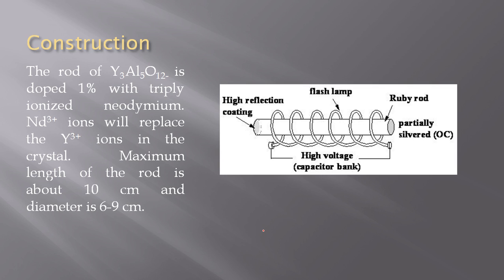Construction. First of all, I want to tell that the construction diagram is almost the same as the ruby laser, so you can neglect this ruby rod and you can write down here as Nd YAG rod. The rod of Y3Al5O12 is doped with 1% triply ionized neodymium. Nd3+ ions will replace the Y3+ ions in the crystal. Maximum length of the rod is about 10 centimeter and diameter is 6 to 9 centimeter.